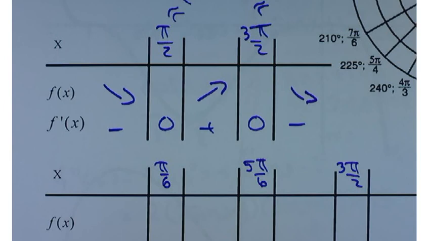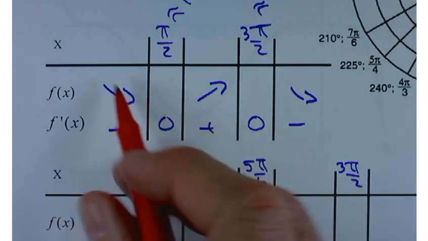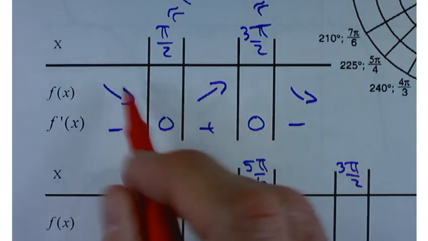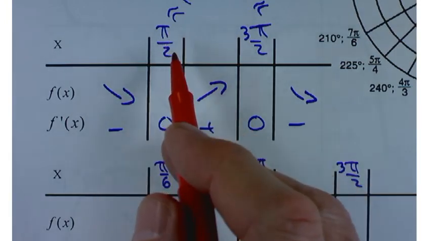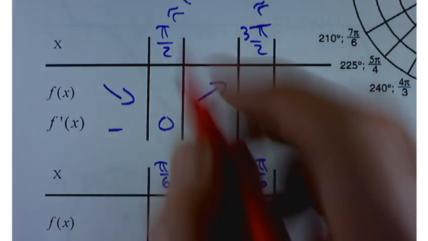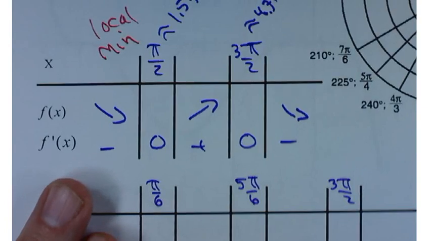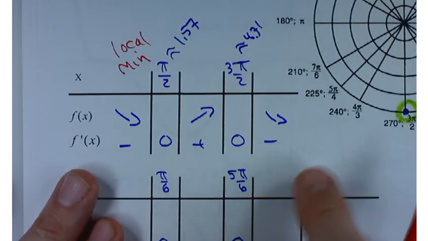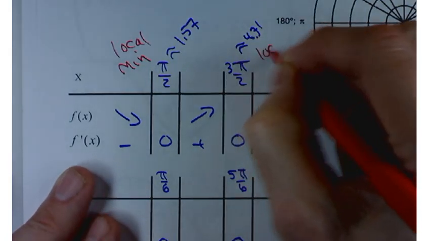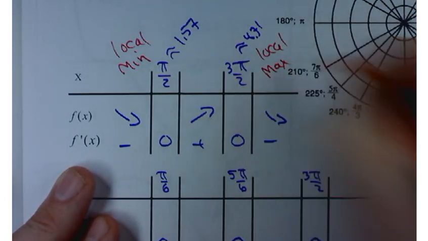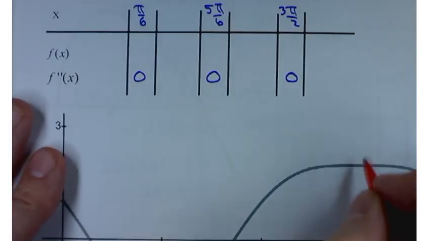Okay, that's nice. Now, if something is decreasing and then starts increasing, I mean, look at this. It's drawing the graph for you right here. What kind of a point do I have at pi over 2? Local min. All right, so I got a local min there. Increasing to decreasing suggests a local max. All right, and our graph down here confirms that. Local min, local max.